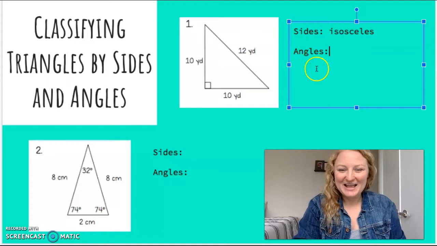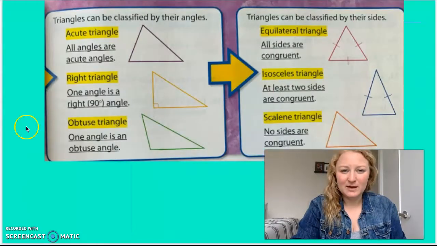All right, and how about angles? Let's classify it by its angles. I see a right angle. And these look like acute angles to me. They look like they're less than 90. So if there's one right angle and two acute angles, let's go back. Aha, right triangle. One angle is a right angle, 90 degrees, and the other two are acute.